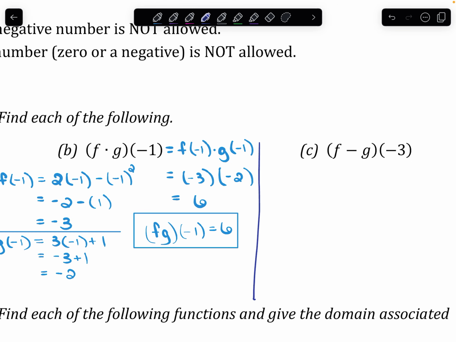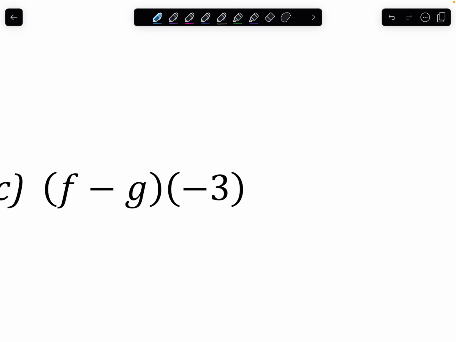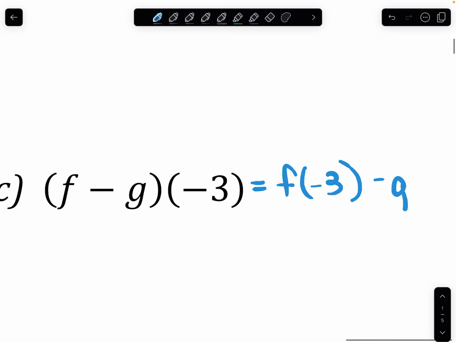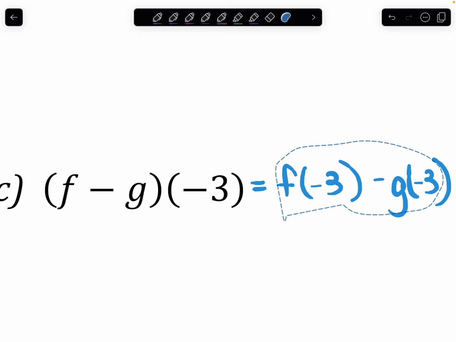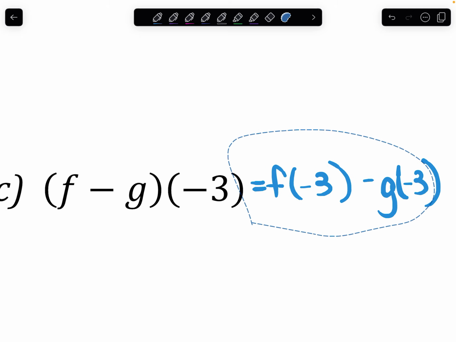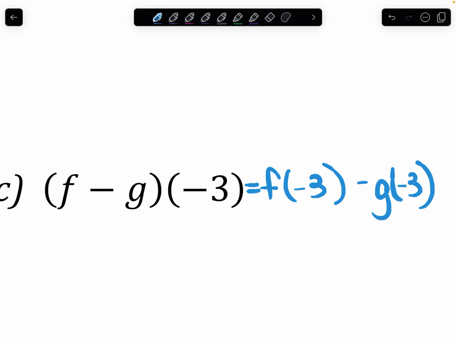C. f minus g of negative 3. So this is going to be equivalent to f of negative 3 minus g of negative 3. So I can scooch it over just a tad. There we go. All right, so I like to go off to the side.